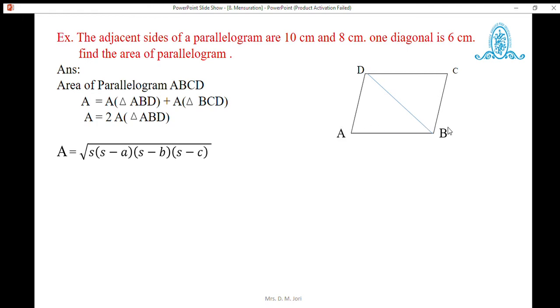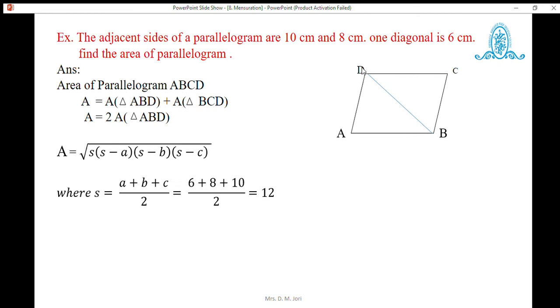So AB must be equal to CD, and AD must be equal to CB. As the parallel sides are equal, we can say the area is 2 times the area of triangle ABD. Their areas must be the same. Then by using the formula under root of s(s minus a)(s minus b)(s minus c), we can find the area of triangle ABD. For that, we must first calculate s. S is the semi-perimeter of the triangle.